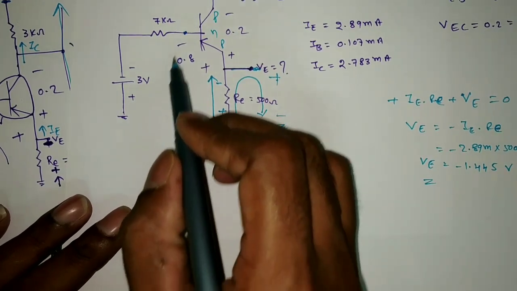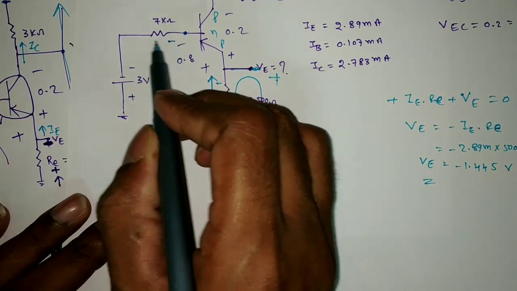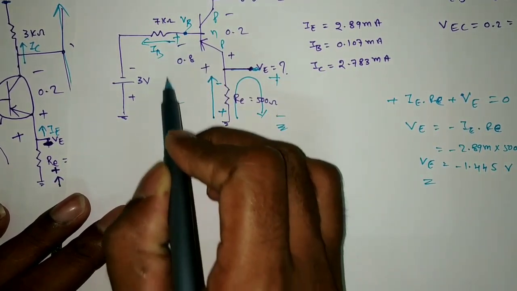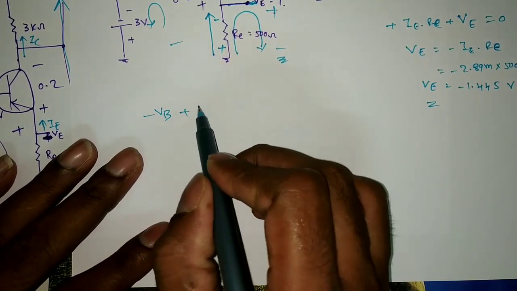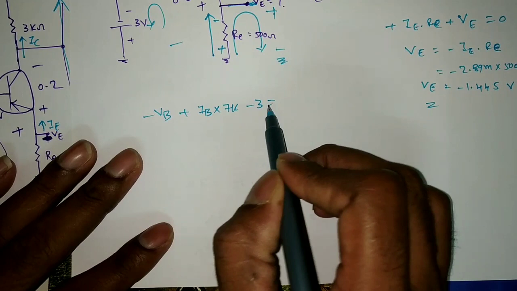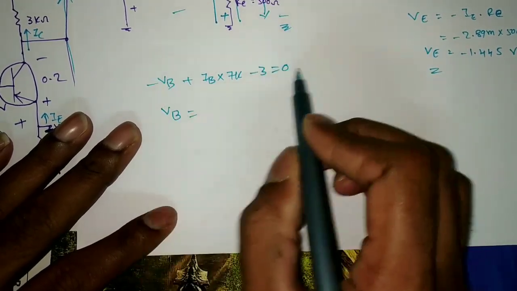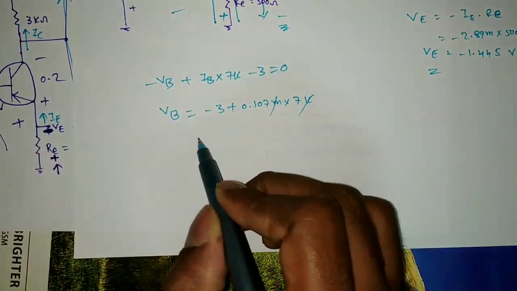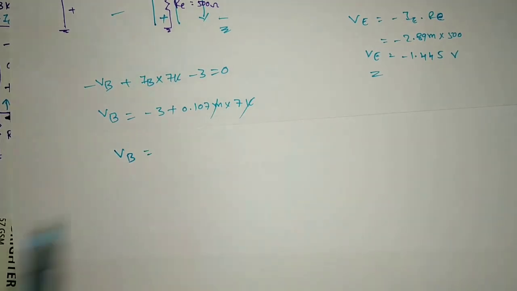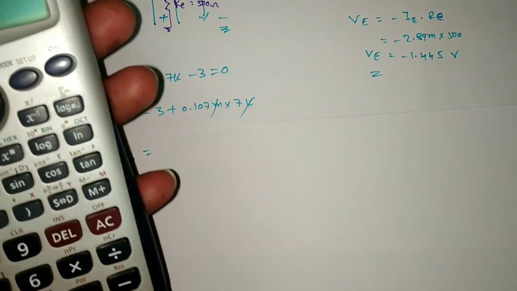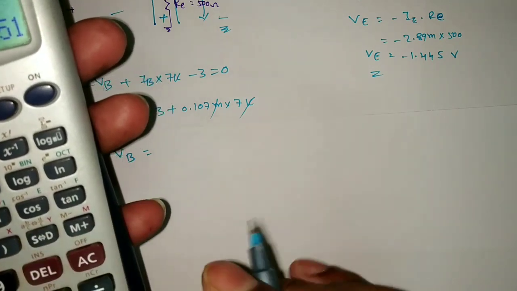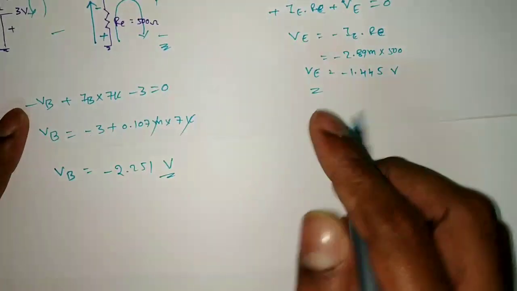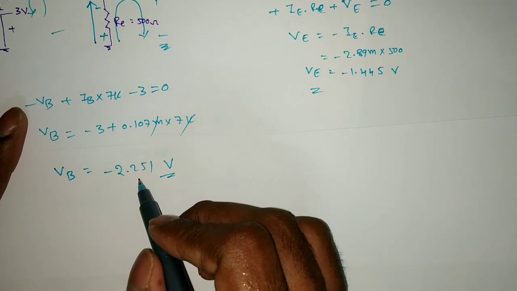So I know IB which is flowing like this. So how to find VB? Again same, plus minus KVL. So minus VB plus IB into 7K minus 3 is equal to 0. So VB will be minus 3 plus 0.107 milli into 7K. So VB will be minus 3 plus 0.107 into 7. So it is minus 2.251 volts. So we got VE minus 1.445 and this is minus 2.25.